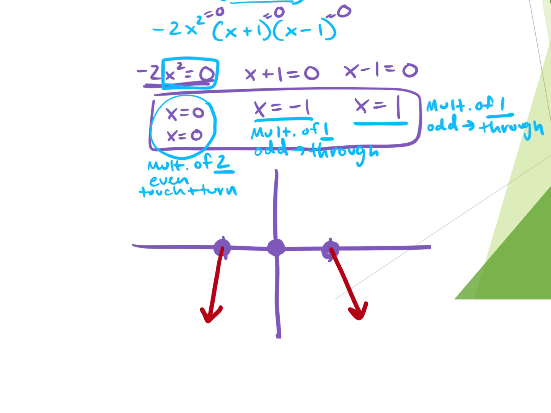All right, so let's apply this to our graph. So we're going to go through the x-axis at -1. What did we say we do at 0? Touch and turn. So I'm going to touch that point and turn. I don't cross the x-axis. And then at 1, we go through. So I'm going to go through the x-axis at 1. So my graph will look like this.